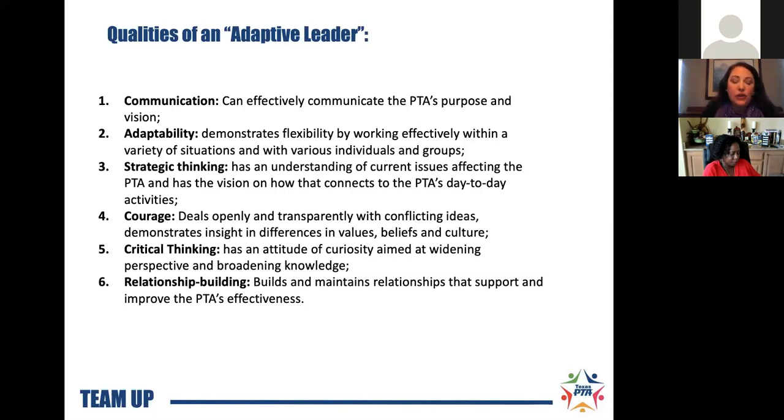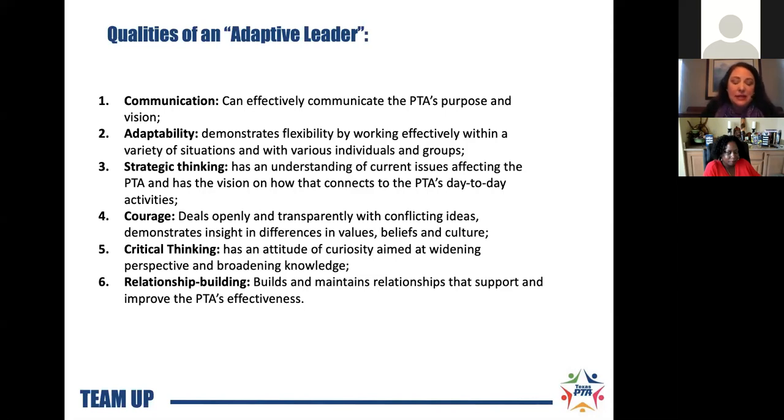Fifth, they're critical thinkers. Adaptive leaders have an attitude of curiosity aimed at widening perspective and broadening knowledge. They never stop learning. They're always looking to attend the most interesting sessions at launch, and they can't wait to share what they've learned with the rest of the board. They forward articles of interest to their boards and their members. They encourage and recognize leaders who attend development trainings and are always looking to help develop a future board member.